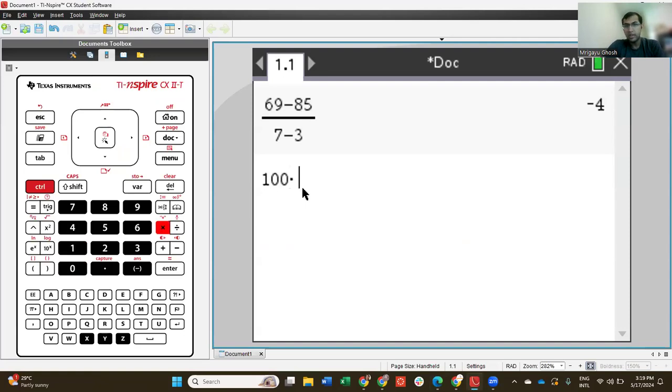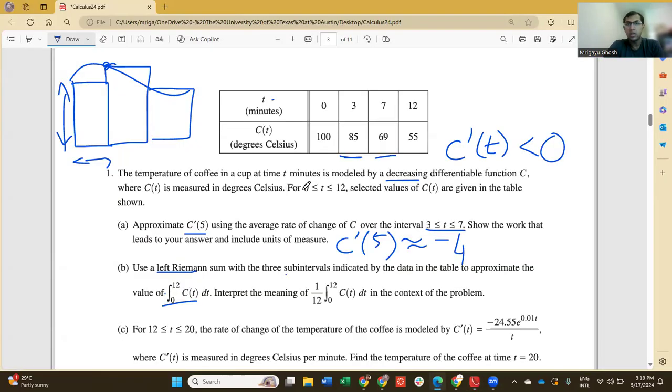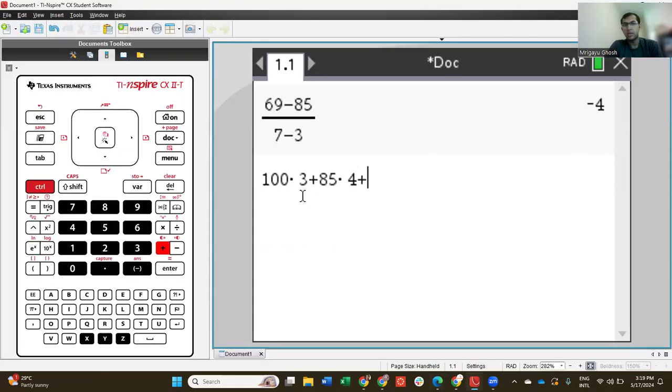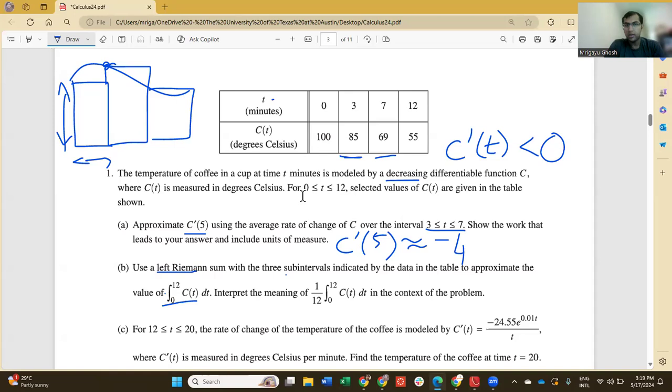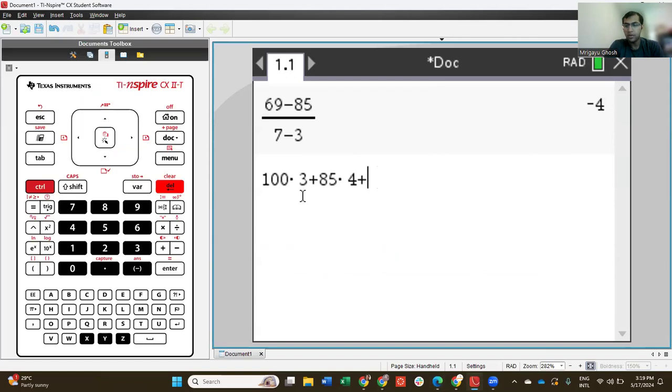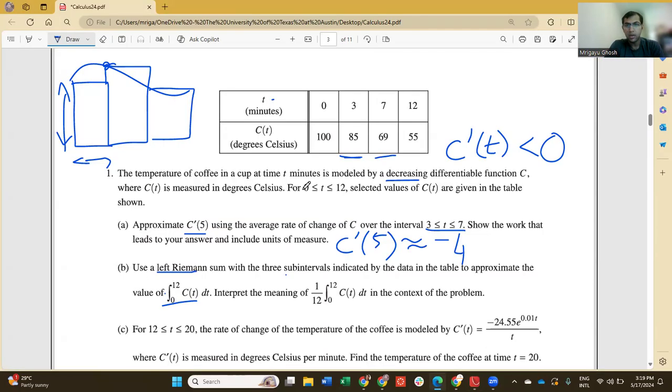So I'm going to do 100 times the interval, which is 3 minus 0, which is 3, plus 85 times 7 minus 3, which is 4, right? Because the length of that interval is 4, so that's like my x times the y, which gives me the rectangle areas, and then 69 times 12 minus 7, which is, oh, I did that wrong, didn't I? No, I did that right. 69 times 12 minus 7, which is 5. Okay, so let's see, we get 985. That means this integral is approximately 985.